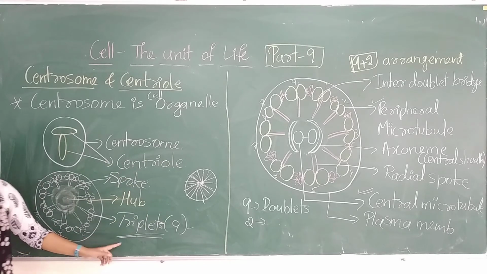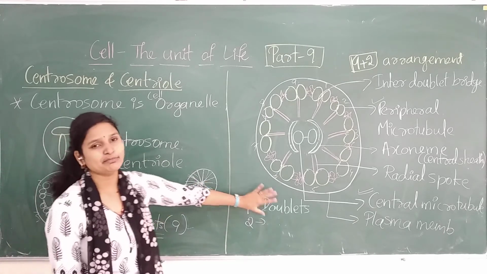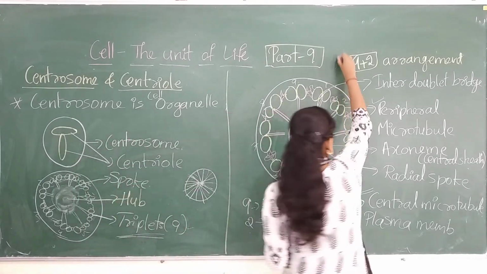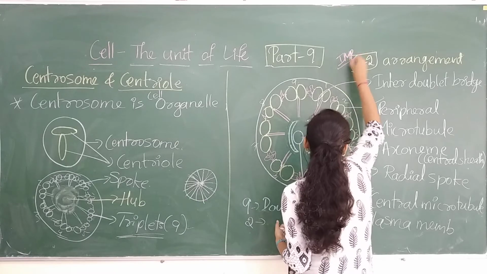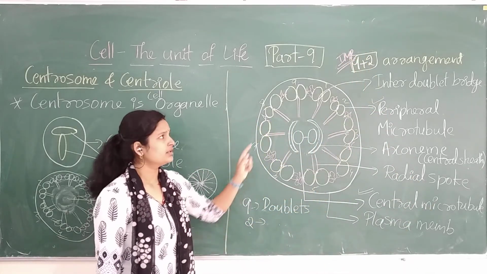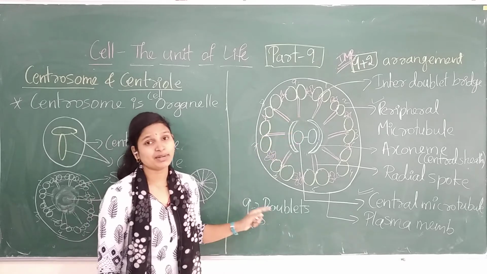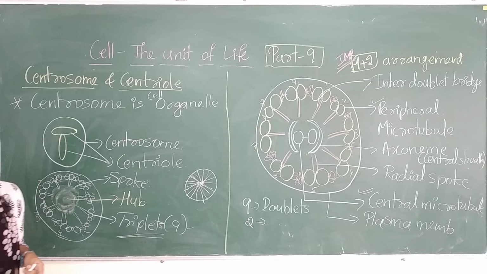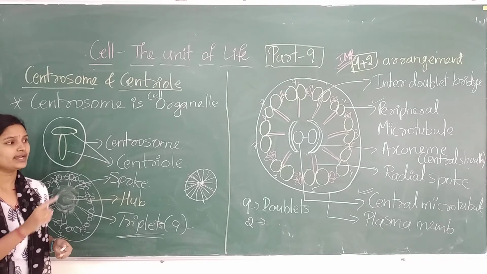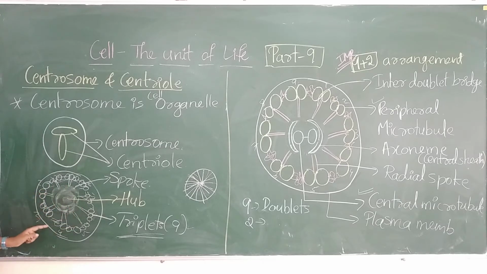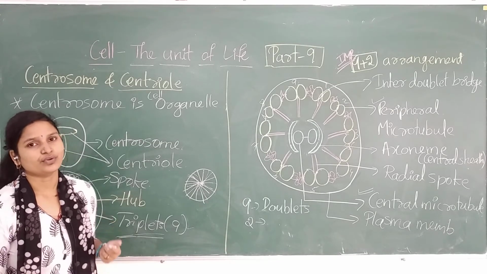And remember, triplets are very important, and the 9 plus 2 arrangement. I am telling you again and again, this is very important. NEET and CET have asked about it many times. That's why this 9 plus 2 arrangement is very important. Why 9? Why 2? I have told you everything. Have that diagram in your mind. This is another structure which is found in centrosome and centriole. Understood?